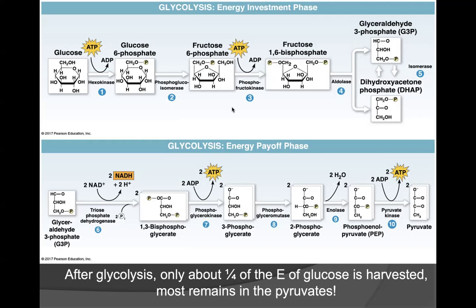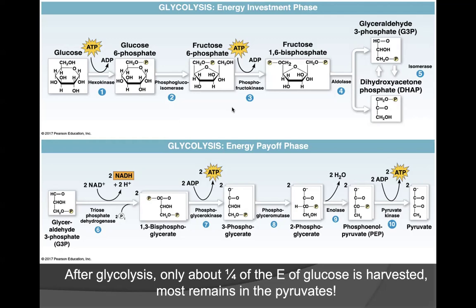In this phase here, we are going to remove those phosphates and we're going to generate electron carriers as well as ATP molecules in this process. So we can see as G3P is converted to 1,3-bisphosphoglycerate, we have the production of NADH. So NAD+, 2 molecules of NAD+ are coming in, because remember, we have 2 G3P molecules. So this energy payoff phase is occurring twice, once for each G3P.